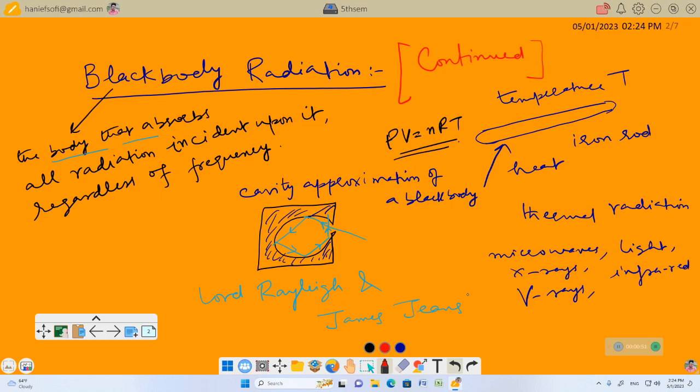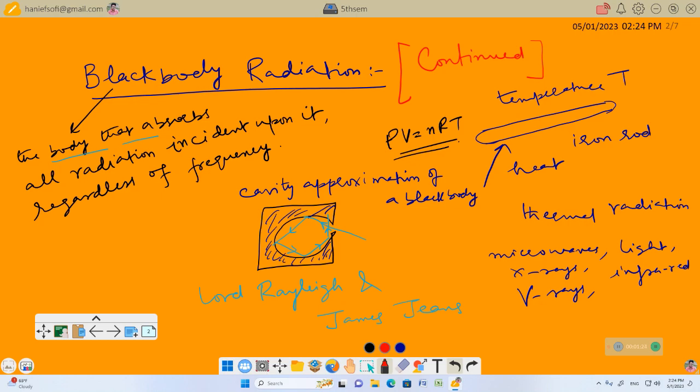So, in the last lecture, we talked about thermal radiation. We said that all bodies radiate electromagnetic energy, and that radiation is called thermal radiation. At any temperature, electromagnetic waves are being emitted by bodies. Then we defined the ideal body which we use to study this thermal radiation phenomenon.